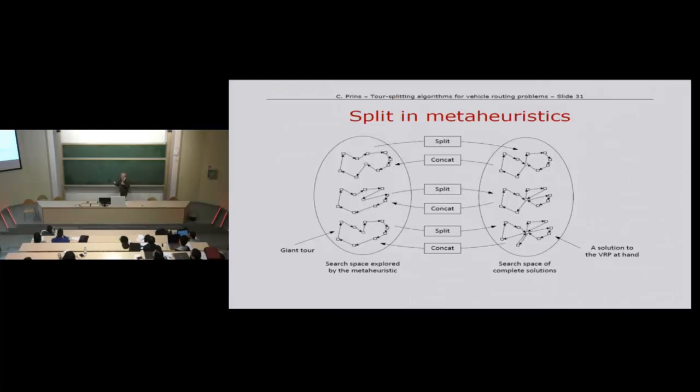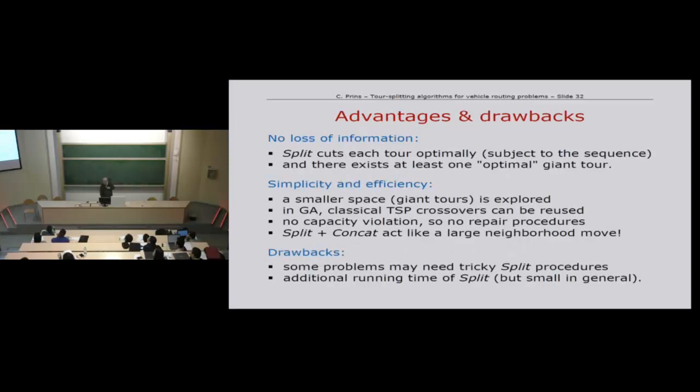So it means that there exists somewhere what I call an optimal giant tour, I mean a giant tour which, after splitting, is going to give an optimal solution for your VRP. So you see there is no loss of information in searching the space of giant tours. Another advantage is that the space of giant tours is much smaller than the set of complete solutions, because you don't have the different ways of partitioning each giant tour into routes.